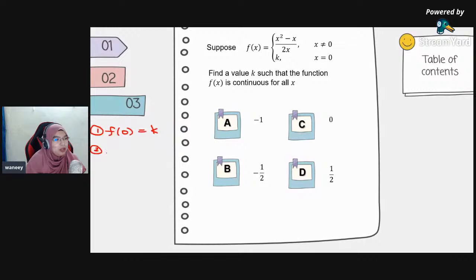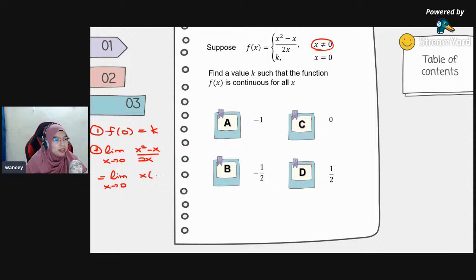Okay, the second one, we need to calculate what is the limit for x approaches 0. Okay, so if you have a function, as long as x not equal to 0, that means this one will belong to the left hand side and right hand side. So kita akan kira limit for x approaches 0 of x square minus x over 2x. Kalau kita ganti x dengan kosong, kita akan dapat kosong per kosong yang ini. So kita kena factorize dulu.